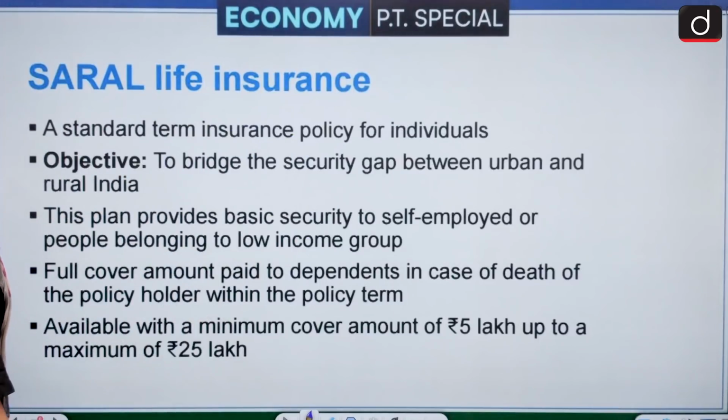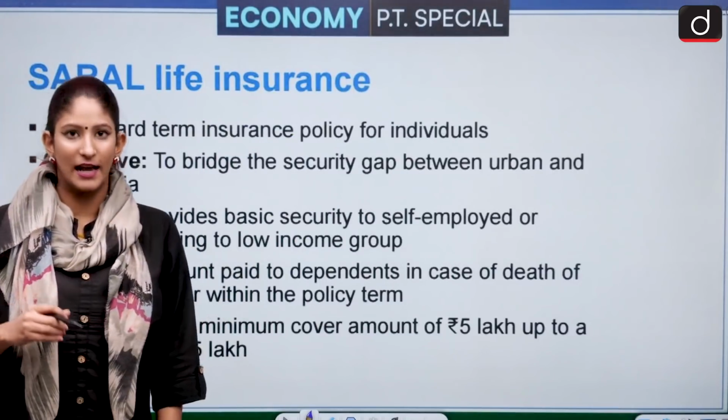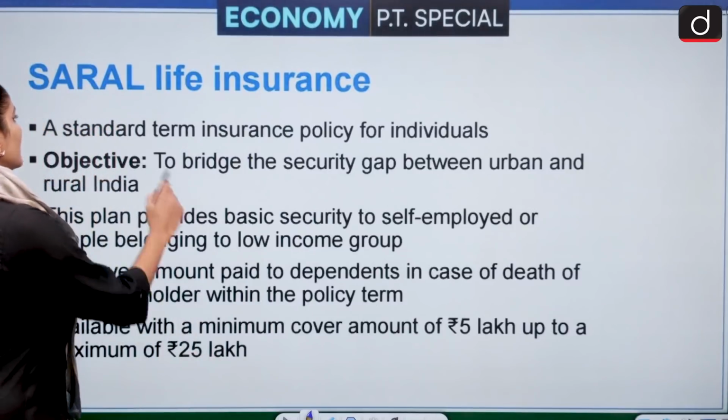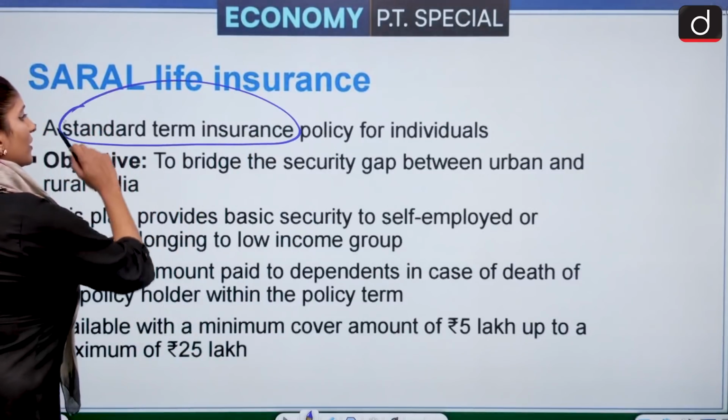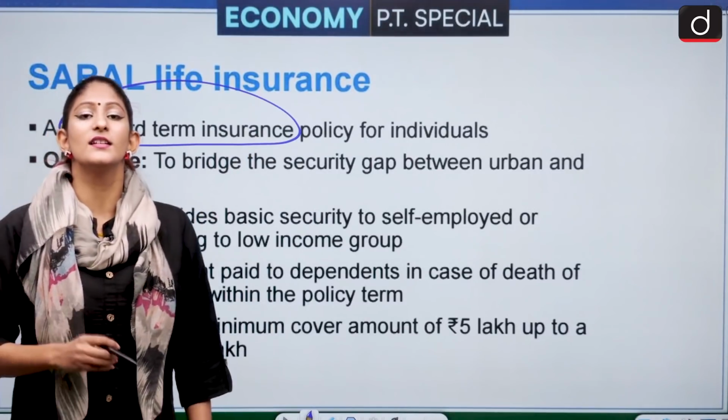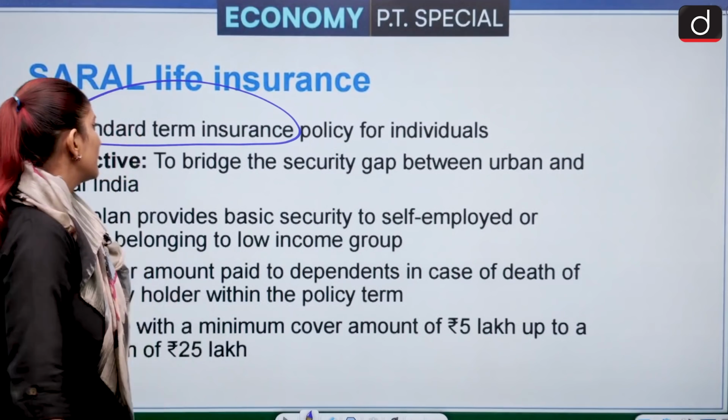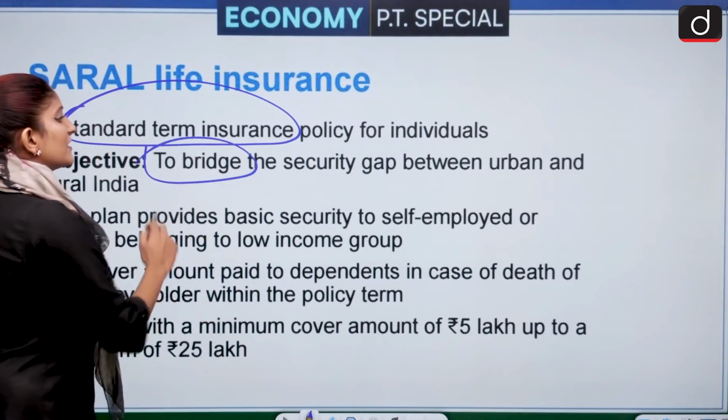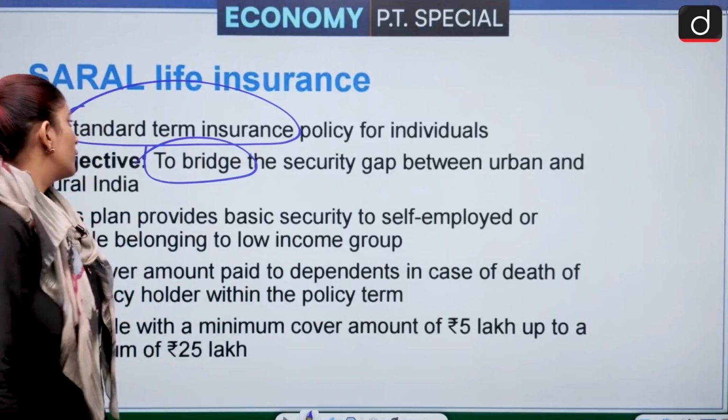Moving on. Now let's talk about Saral Life Insurance. It is a standard term insurance policy for individuals and low income groups. So the objective is to bridge the security gap between urban and rural India.